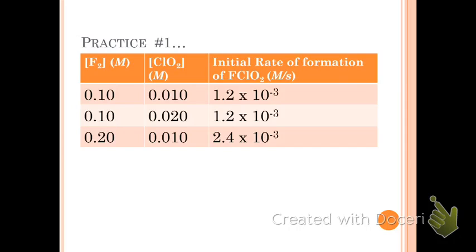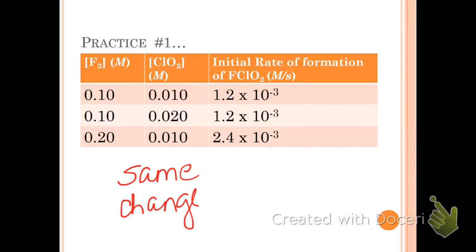Remember, when you're doing this, there are 2 things you want to do. You want one of the reactants to stay the same, and you want the other reactant to change. Those are the 2 experiments that you're looking for, where one of the reactants stays the same and the other reactant changes. When you're looking at your rates, you want to know by what factor that rate is changing.